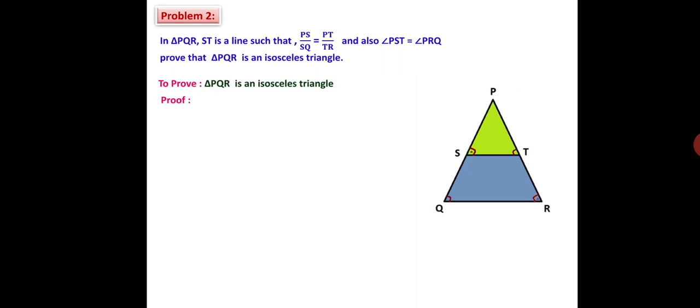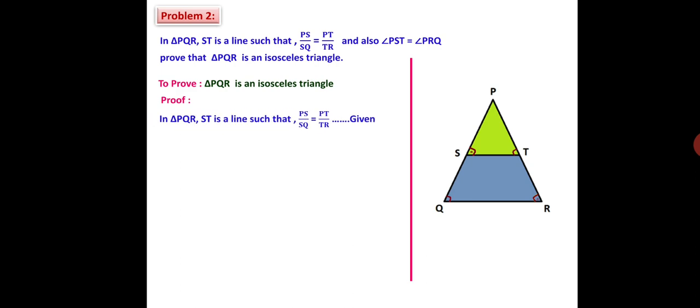So we'll start. See friends, in triangle PQR, they have given ST is a line such that PS upon SQ is equal to PT upon TR. Means the ratio is given equal. The parts of the segments PQ, PS, SQ and PR, PT, TR, these ratios are equal, means we can use the converse of basic proportionality theorem. We'll use that one, and you are getting ST is parallel to QR.